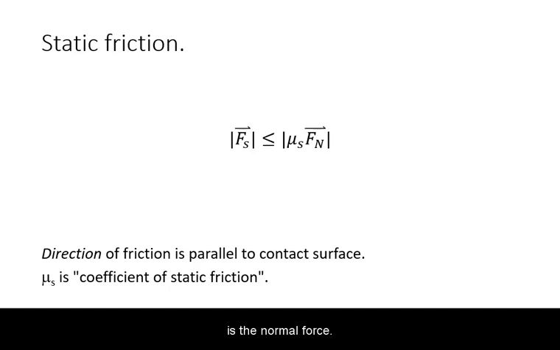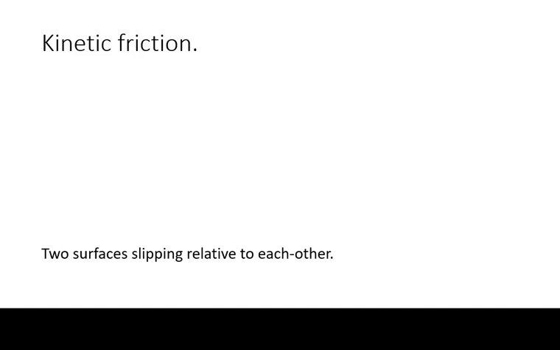Fn, of course, is the normal force. The magnitude of friction is directly proportional to the normal force, and the proportionality constant, mu s, is known as the coefficient of static friction. This constant has no units and can be greater than 1. There is a maximum to static friction, after which the surfaces will break out of this regime and start slipping. This new regime is known as kinetic friction.